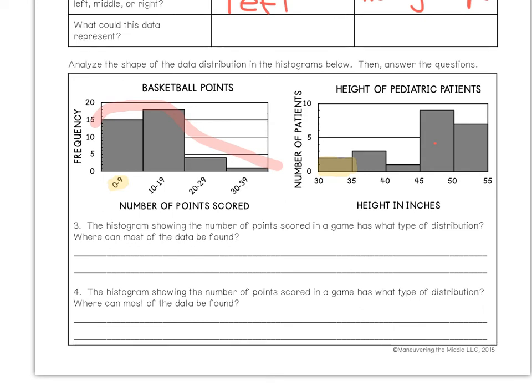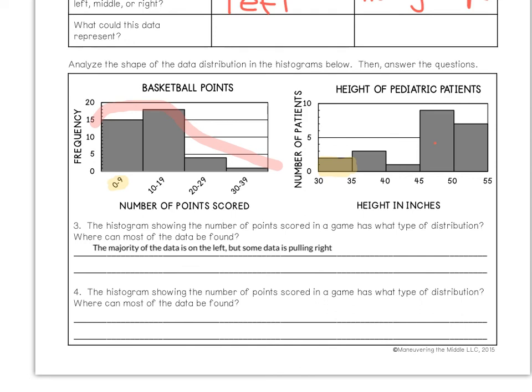That means all of your data is on the left-hand side, but you got some data pulling it over to the right. So we're going to say the majority of the data is on the left from 0 to 19, but it is skewed right. The majority of the data is on the left, but some data is pulling that over to the right.